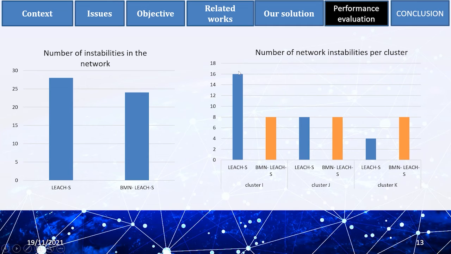In cluster I, we see that the cluster head was changed 16 times with LEACH-S versus 8 for BONI LEACH-S. Note that each cluster head change induces a special control message broadcast for the new cluster head announcement. We can deduce that BONI LEACH-S improves the routing load compared to LEACH-S.